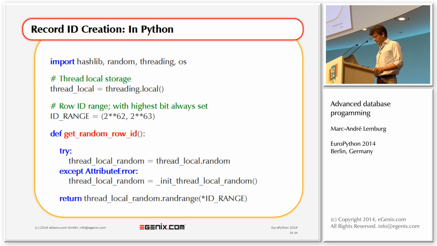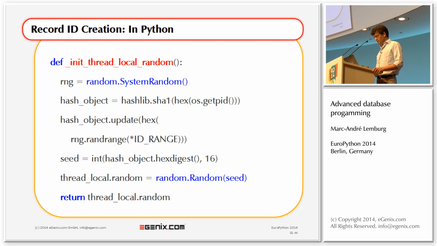How does this work in Python? Well, first you have to set some constants, so you have to have a row range ID. What we often do is we set the highest bit so the IDs look nice. Then you have an API get random row ID. This needs to be thread local because every thread should generate its own IDs, so you don't get any overlaps.